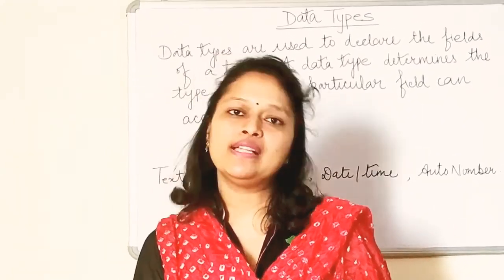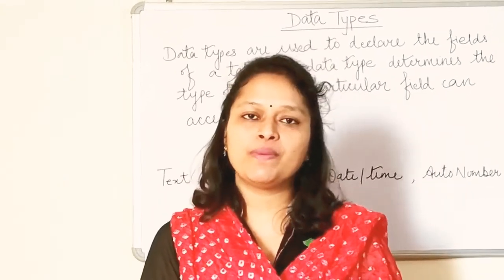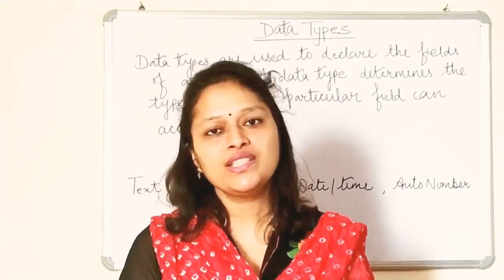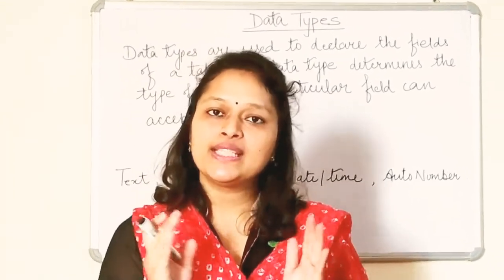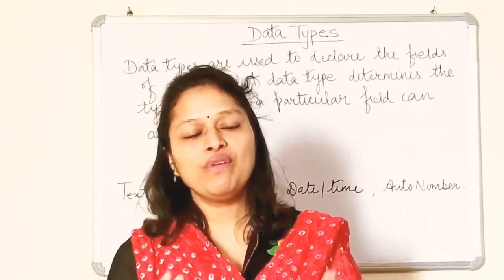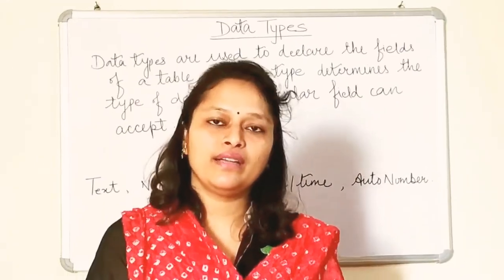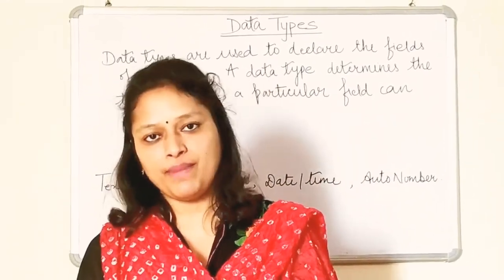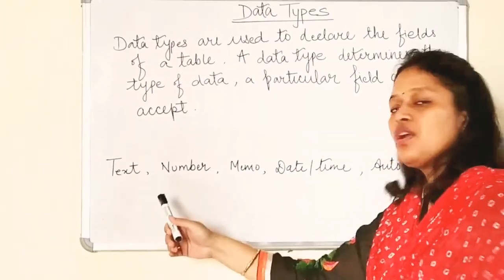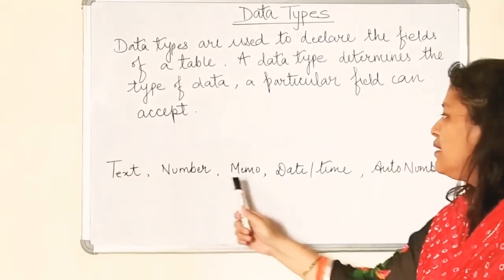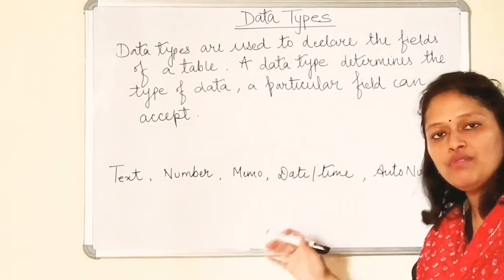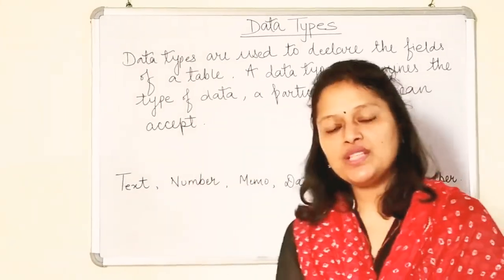And suppose there is a field date of birth and you have specified the data type as date and time format, then you cannot enter text or number in that format. You should enter data according to the data type you have selected. If you try to enter another data format, you will get an error message. Is that clear? Now there are some important data types which are commonly used: text, number, memo, date, time, auto number, etc. These are some common ones which we use in a database or in a table.